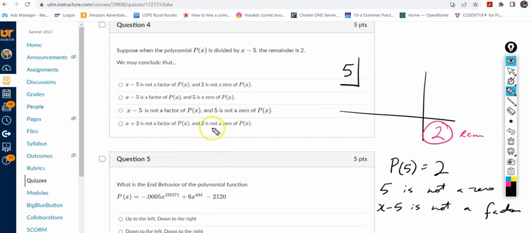Okay. So I'm looking for 5 is not a 0. So that says 5 is a 0. That doesn't mean anything. 5 is not a 0. And x minus 5 is not a factor. So I want that third one there.